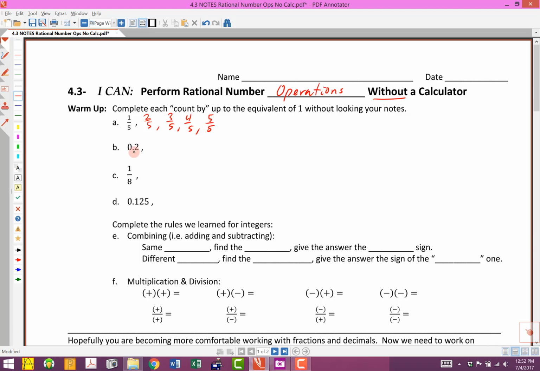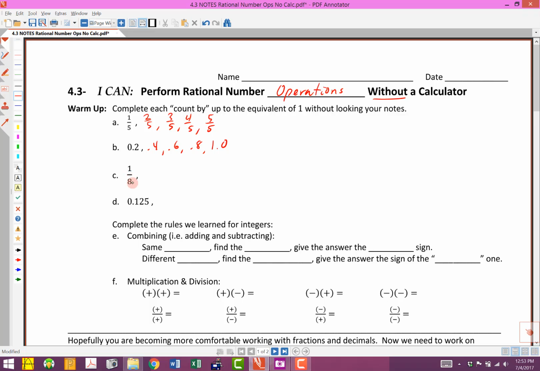So we're going to count by 0.2. So this is like counting by 2. So this is going to be 0.2, 0.4, 0.6, 0.8, and it's not 0.1, it's 1.0. So don't mix that up. So that's the equivalent of 1. It's kind of like we have 20 cents, 40 cents, 60 cents, 80 cents, and then we have $1. So keep that in mind.